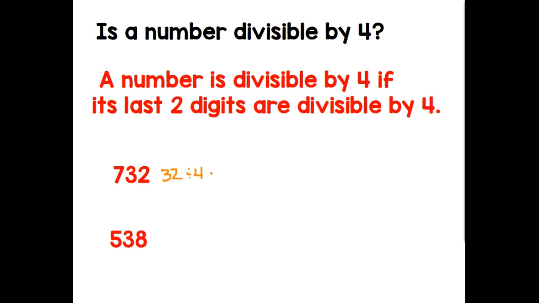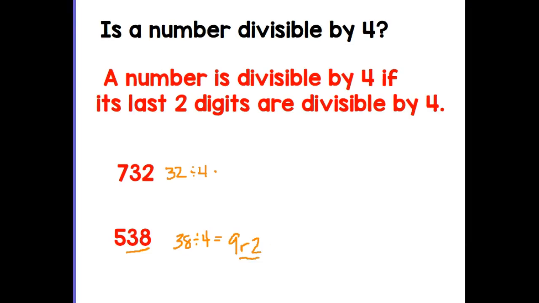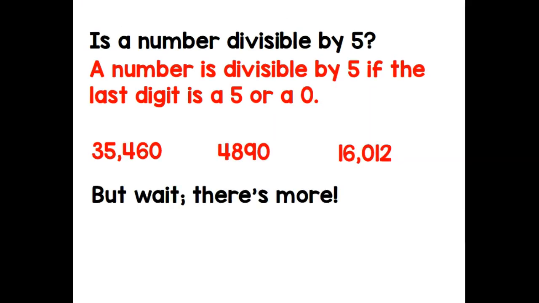Okay, let's take a look at 538. Well, the last two digits in 538 are, well, 38. So the question is, does 38 divide by 4? And the answer is not evenly. Nope, I would get 9 with the remainder of 2. So because 38 doesn't divide evenly by 4, neither does 538. Okay. All right, moving on to 5.